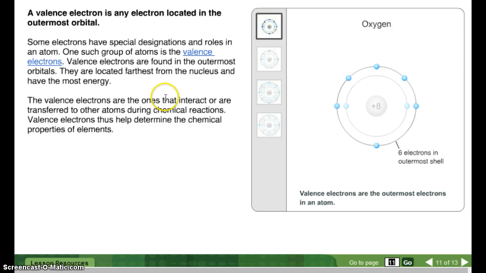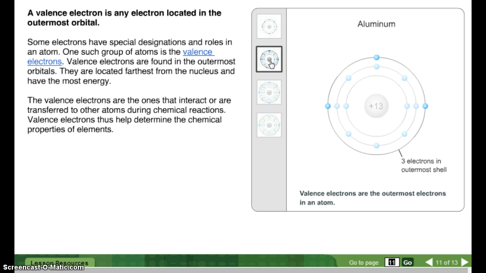They are located farthest from the nucleus and have the most energy. The valence electrons are the ones that interact or are transferred to other atoms during chemical reactions. Valence electrons thus help determine the chemical properties of elements. So oxygen has 8 total electrons when it starts out electronically neutral. 6 are in the outer orbital, so oxygen has 6 valence electrons.